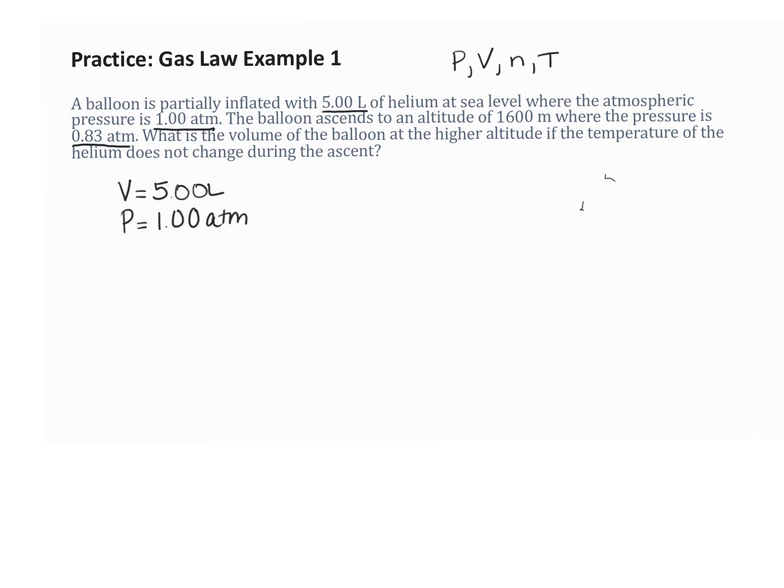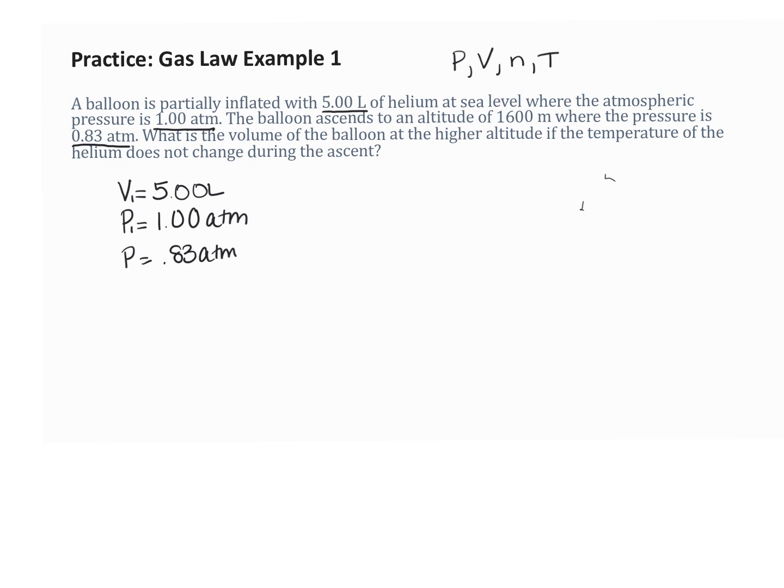All right, here's where we stop and we say, okay, hey, look, I've been given 2 pressures. That means I have 2 sets of conditions. And so this volume and pressure were at the same set of conditions. They were at the same time. Context clues that tell us that are, it was 5 liters of helium at sea level where the atmospheric pressure is 1 atm. That means these 2 things are tied together, and the balloon ascends to an altitude of 1,600 meters where the pressure is 0.83 atm.